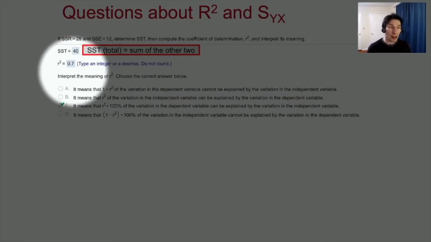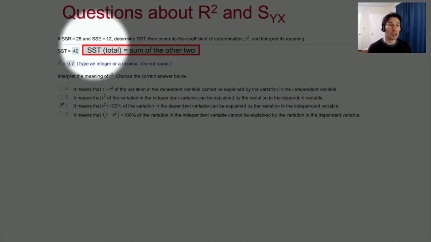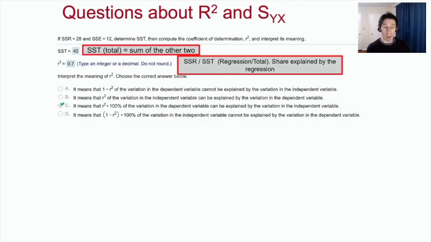For r-squared, it's just a tad bit more complicated. You need to divide SSR by SST. So it's 28 over 40. Remember, SSR divided by SST is the regression sum of squares divided by the total sum of squares. It's the share of the variation that is explained by your regression. If you remember what it means, you will remember the formula. Of course, you don't actually need to remember it by heart because you will have your notes in the exam. But if you want to be quicker, just remember this.